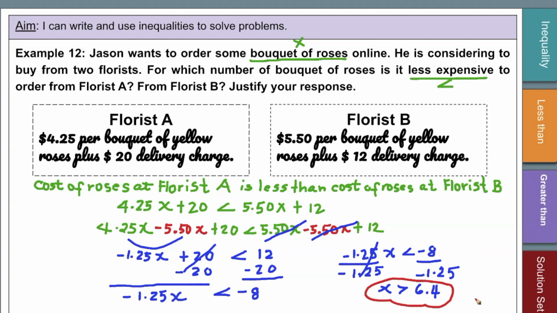But what does this mean? We will continue with the conclude part after this.